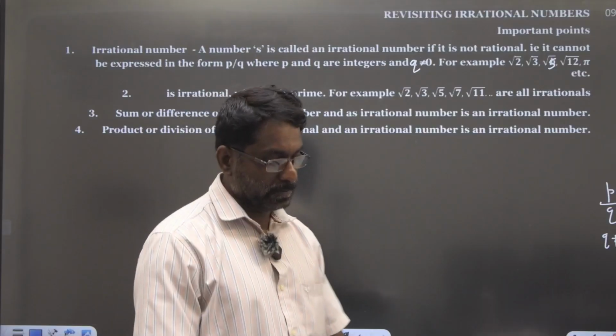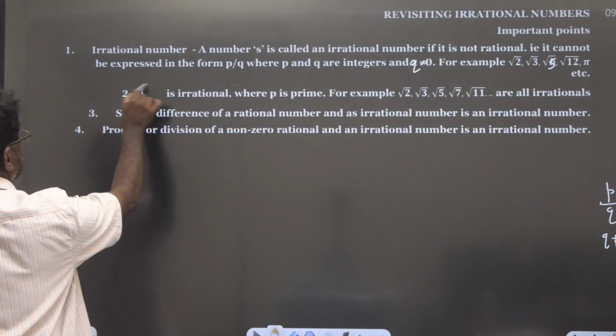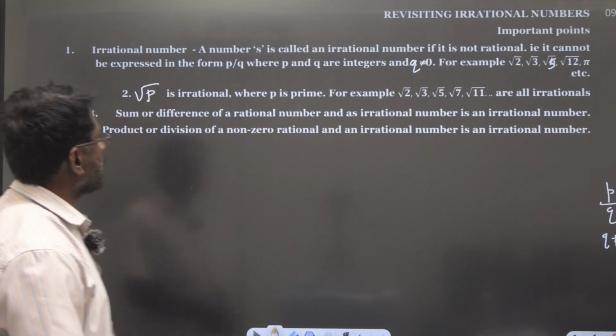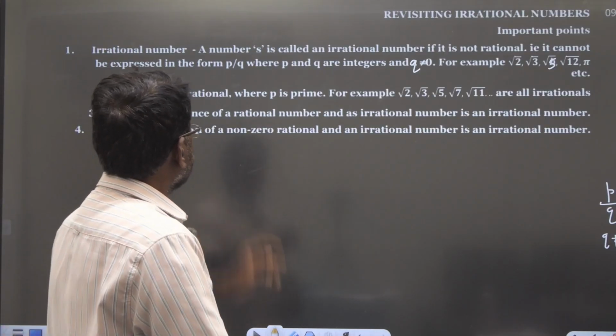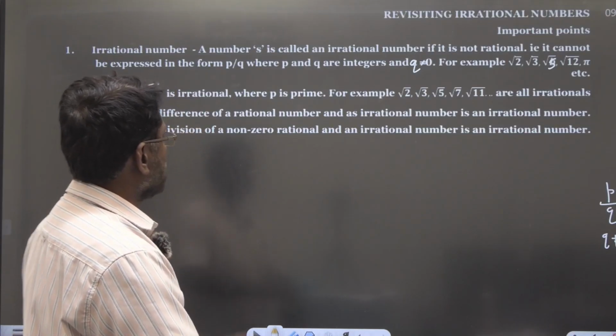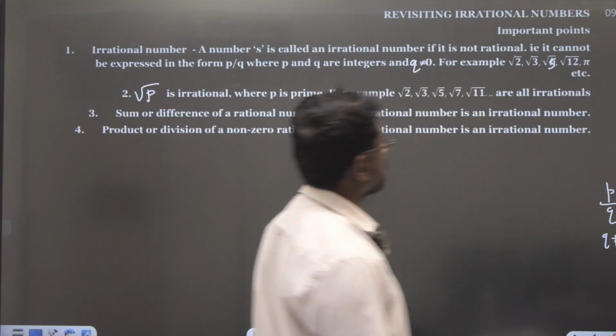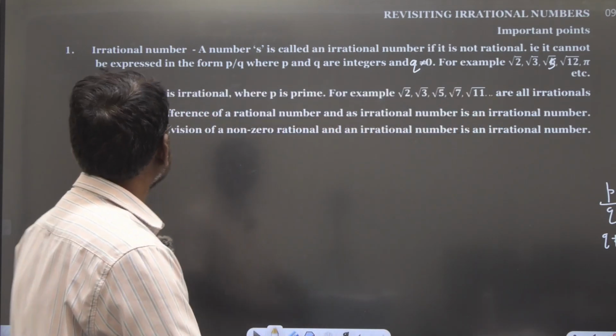Second case. Root p is irrational where p is prime. For example, root 2, root 3, root 5, root 7, root 11 are all irrationals.